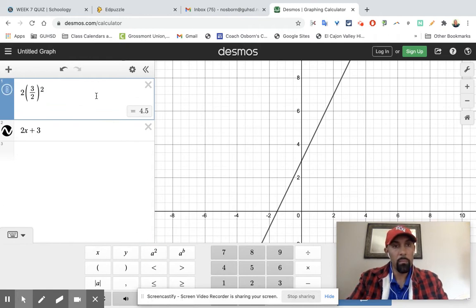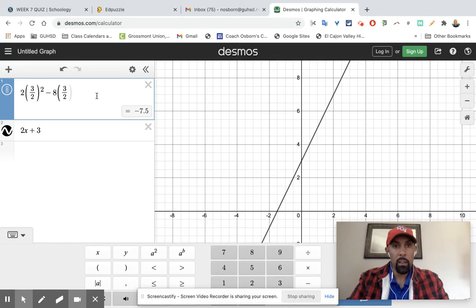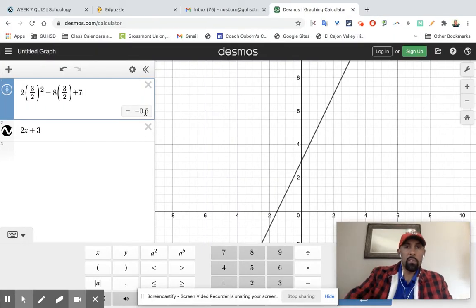So hit the square, and then minus 8, but remember you have to plug it in twice here. And then, what was it, plus 7? Then plus 7. So let's just say that was the solution, right? Then my y, after I plug that in, is negative 0.5, which is the same as 1/2, okay?